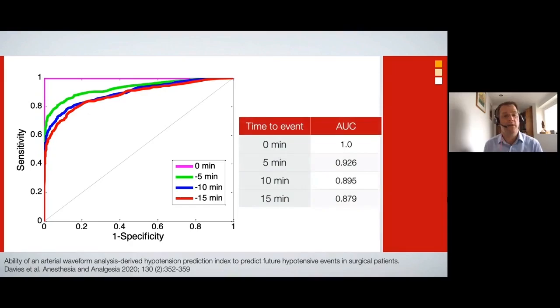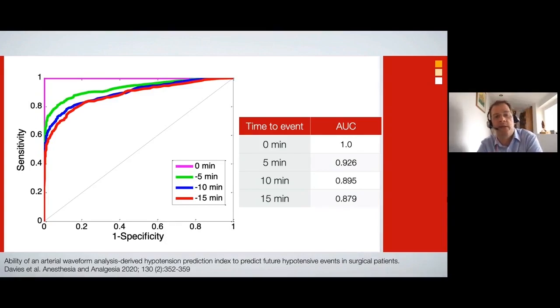However, it's only useful if it works. And it does work very well. In terms of predicting hypotension, this is data from one of our papers. We can see for HPI, the area under the curve for predicting hypotension 5 minutes in advance is 0.926. As we get further away from the event, the predictive value drops, but that is true for all predictive algorithms.